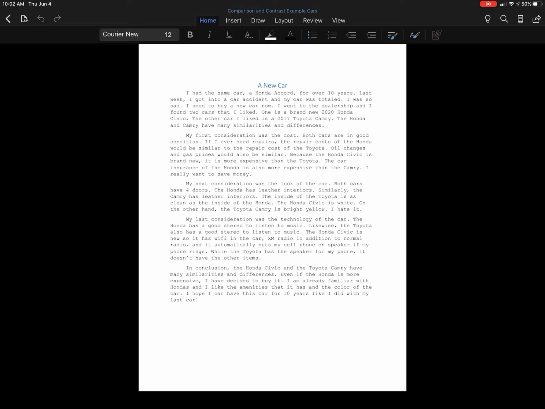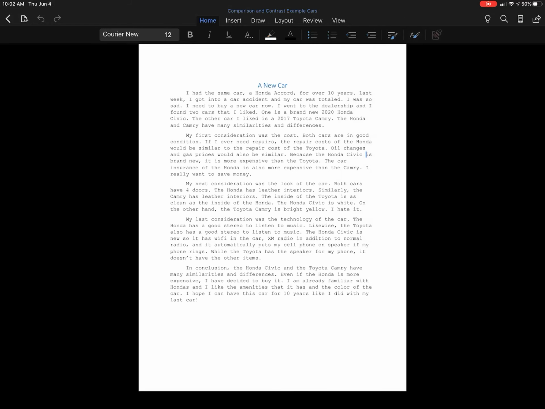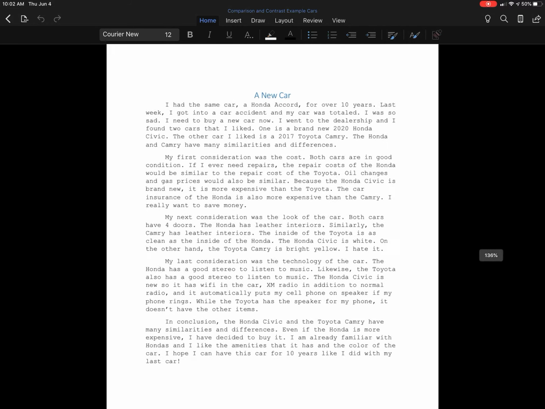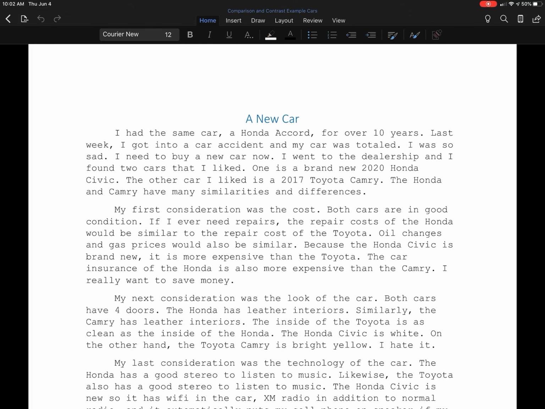So when we look at here, a new car. That is my topic. So for my comparison and contrast, I'm going to tell you in my introduction that I need a new car. I'm comparing and contrasting two separate cars, and then in my conclusion, I'll be making a choice.